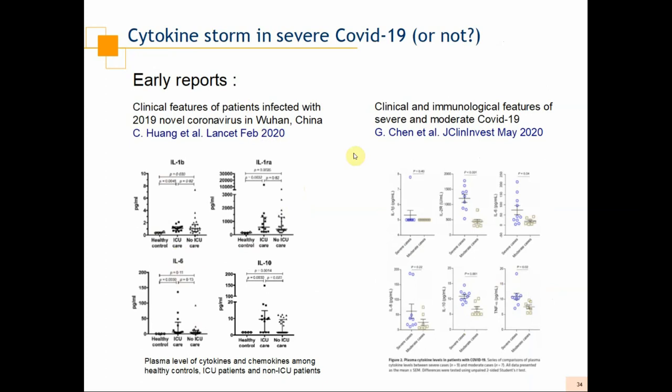So, this is one study, and then this is another study from 2020. Here they're comparing severe cases with moderate cases, and you can see that things like IL-10, IL-6 are significantly increased in severe cases compared to moderate cases.